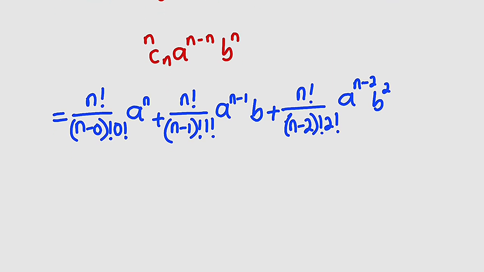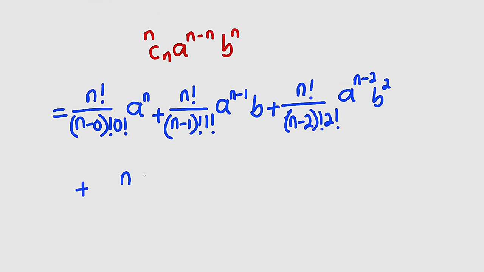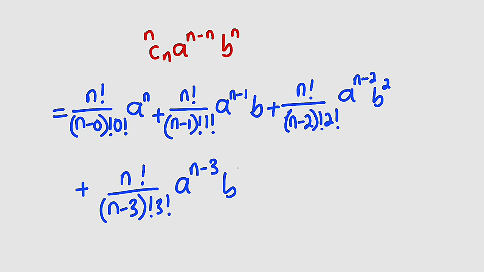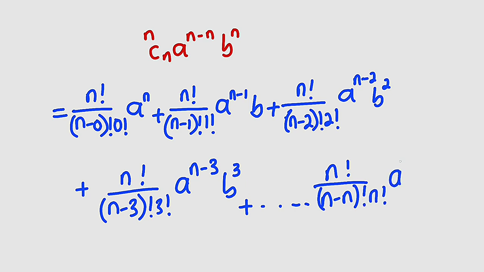Let me add one more term, which is going to give us n factorial, divided by n minus 3 factorial, then 3 factorial, a raised to the power of n minus 3, b raised to the power of 3. Then you keep on going up to n factorial, divided by n minus n factorial, n factorial, a raised to the power of n minus n, b raised to the power of n.